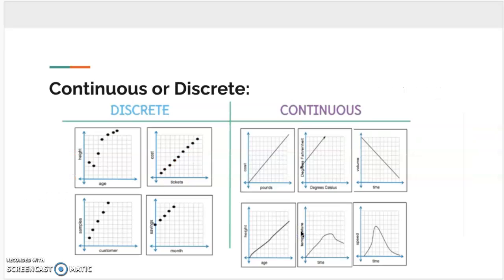Our next thing is going to be continuous or discrete. Simplest way to determine this is, does it have just points, or are those points connected to make a line? If I only have a sporadic amount of points, that is a discrete graph. If I have a continuous line, so I have connected those dots to make it into a line, it is continuous.